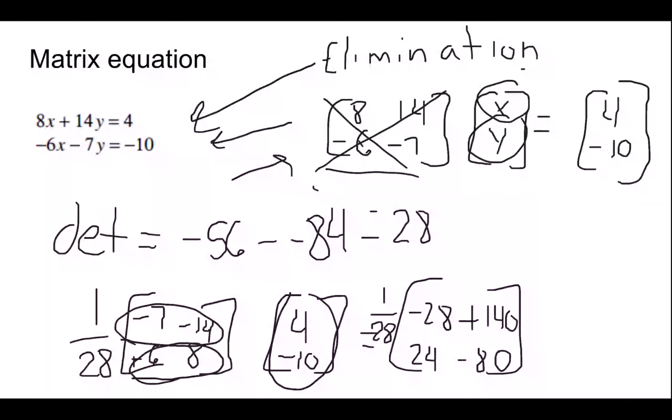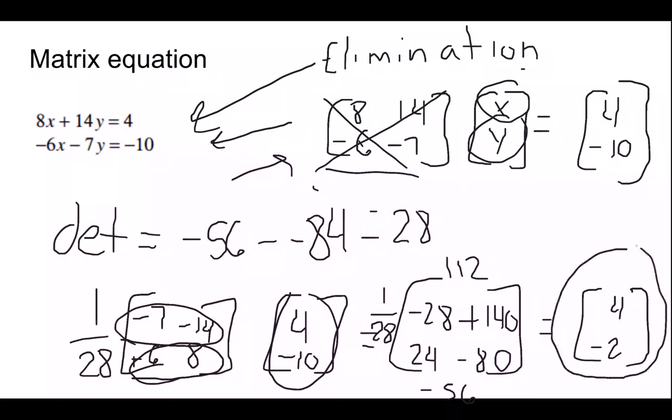So let's see what that will all give us. Negative 28 and 140 gives us 112. And 24 minus 80 gives me negative 56. So now when I divide these things by 28, I get this top thing to be 4, and this bottom one to be negative 2. So the actual answers are x is 4 for this equation, and y is negative 2. And I found the answer to that matrix equation. So try some of the matrix equations in the first matrix equations quiz.